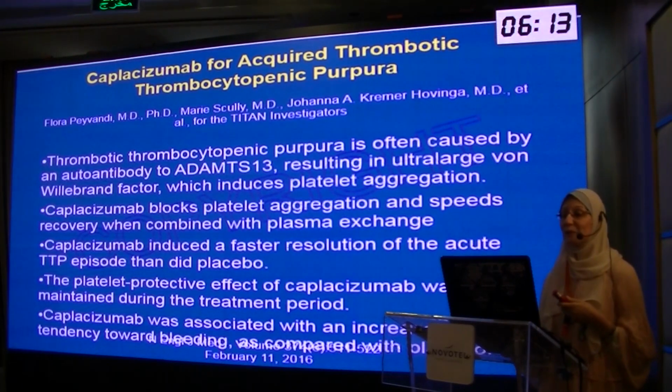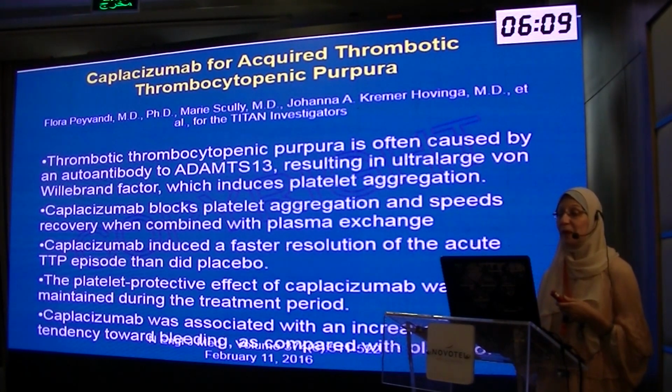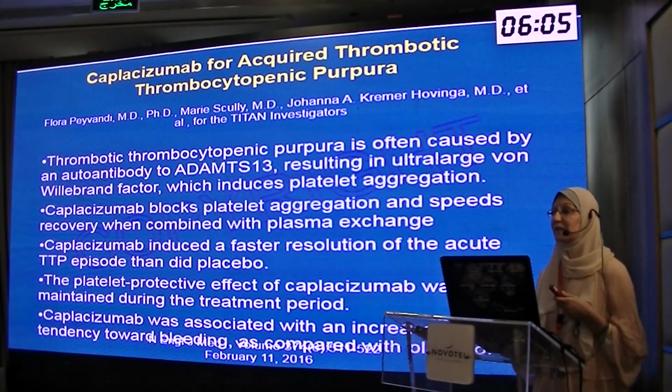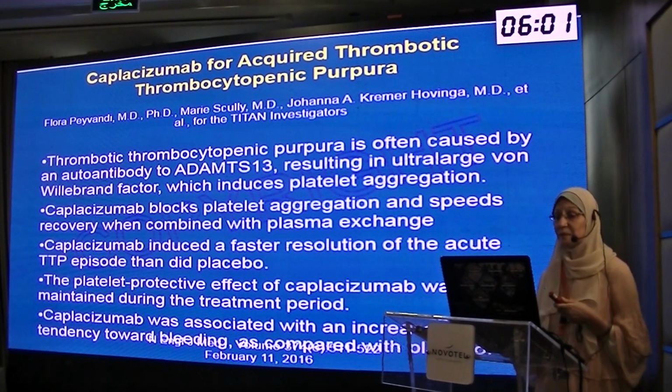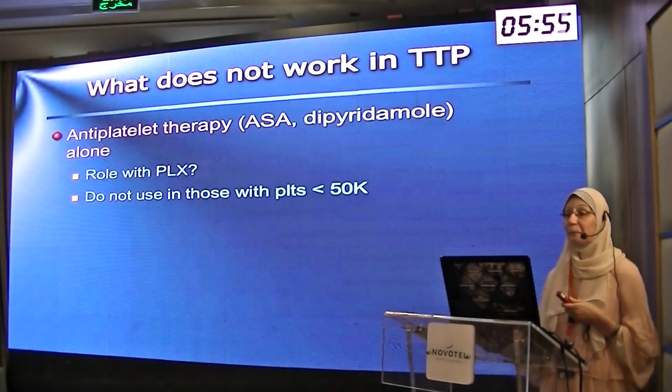And caplacizumab is for the acquired thrombotic thrombocytopenic purpura, which is caused by autoantibodies to ADAMTS13. So this antibody is directed against the ultra-large von Willebrand factor. It is in phase 3 trial and it's very promising.